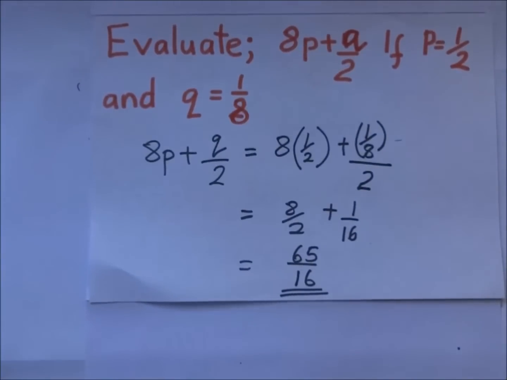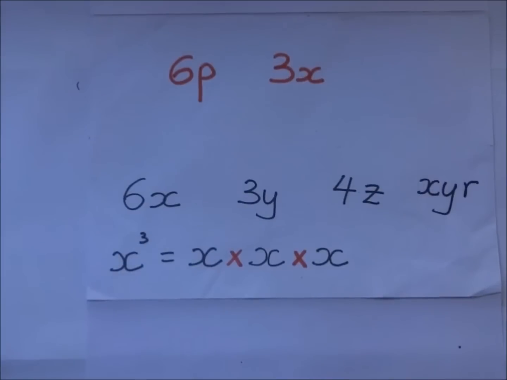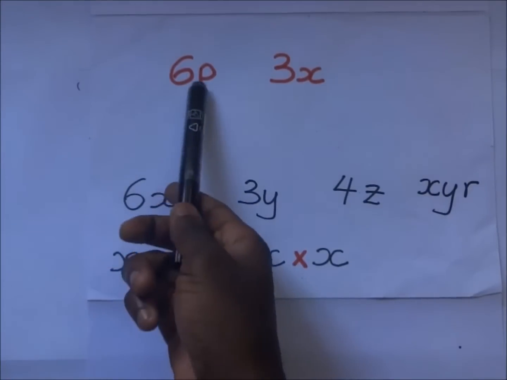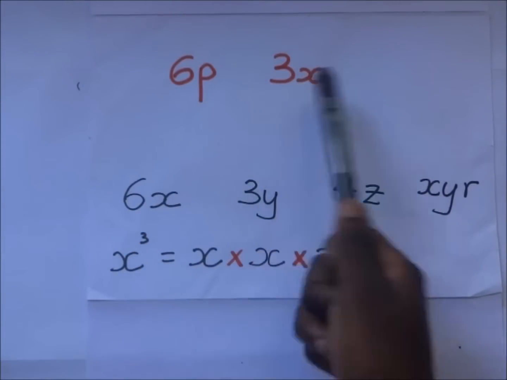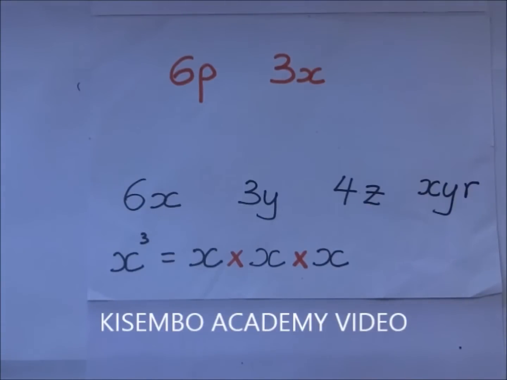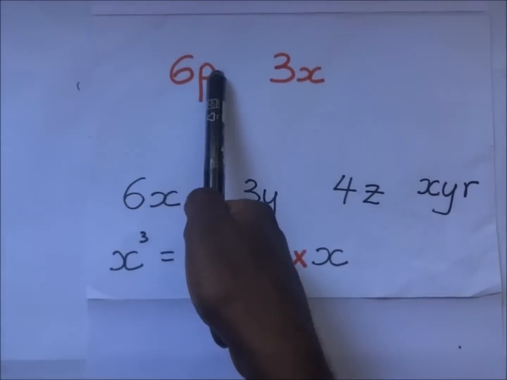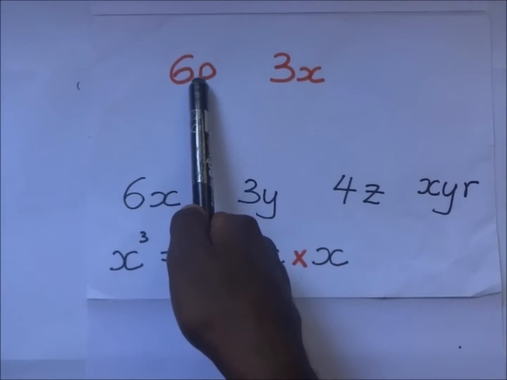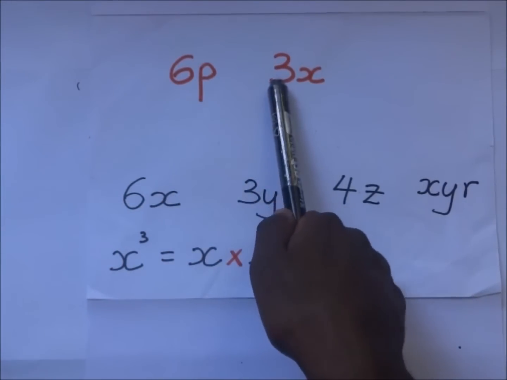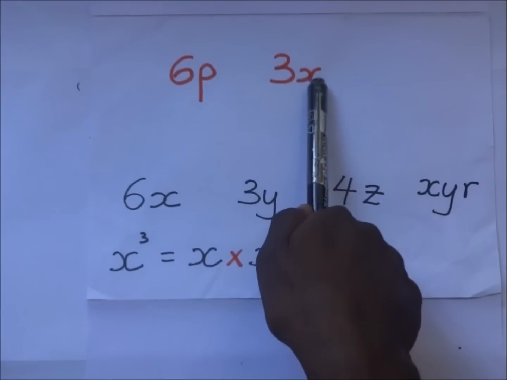So basically that's how we evaluate some of these algebraic expressions. We simply substitute for the unknown and we are able to find the value of the algebraic expression. Now let's take note of the following. Sometimes we have terms such as 6p, 3x, and so forth within our algebraic expressions. Now these terms involve two numbers being multiplied. As you can see here, we have 6 being multiplied by p. That's why it's called 6p. This is 3 being multiplied by x. That's why we are calling it 3x.